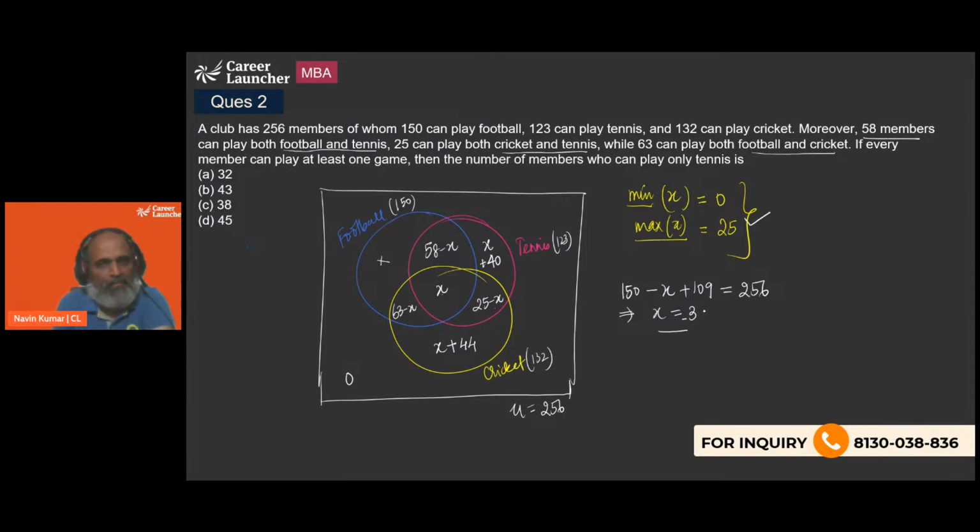So we have 150 minus x plus 109 is equal to 256. Now if we solve this, we will have x is equal to 3. Up here, this is 259 minus 256, which is 3. If x is going to be 3, we are asked the number of members who can play only tennis. So only tennis, it's x plus 40, where x is nothing but 3, so we get 43.